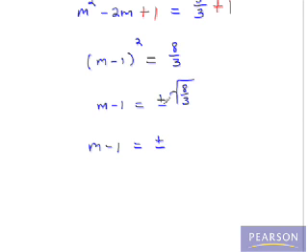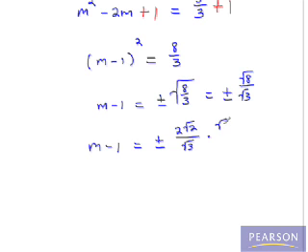The square root of 8/3 we will think of as being plus or minus the square root of 8 over the square root of 3. And the square root of 8 becomes 2 root 2, and we have that over the square root of 3. And now we need to rationalize the denominator, so we'll multiply top and bottom by the square root of 3.